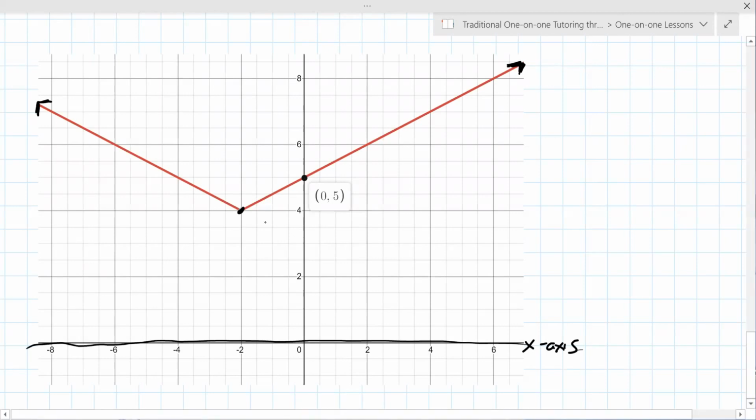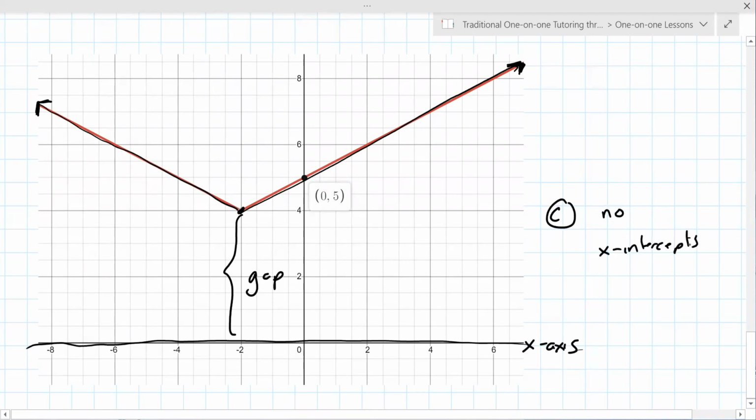Have you ever played a video game where you're up here playing and this is like the allowable space that you can be in, and then sometimes there's this sort of gap or area, and then you can see something off in the distance. That's kind of what's happening here. It maybe looks like it could be possible, but you can never get there. Okay, so the answer to C is that there are no x-intercepts. No x-intercepts. Yes.